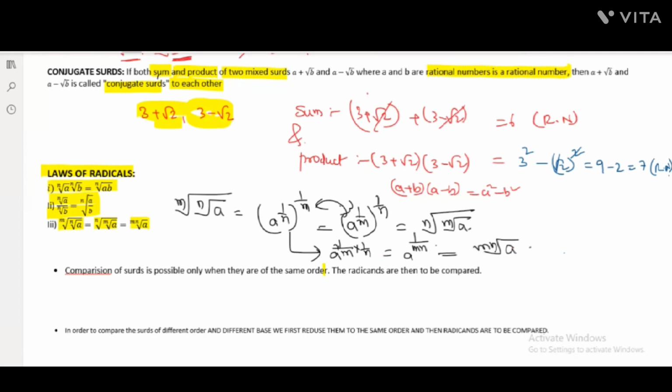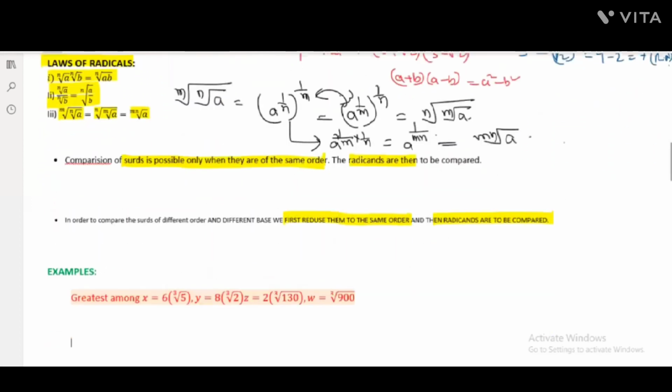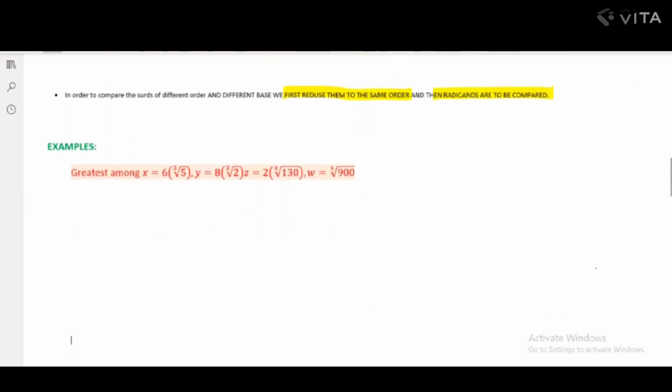Now comes when we can add or compare the surds. When the surds have the same order, then we can compare the radicands. If the order is not the same, first we have to reduce them to the same order, then the radicands are to be considered. So we have to note down these two points. Let us see examples based on this.